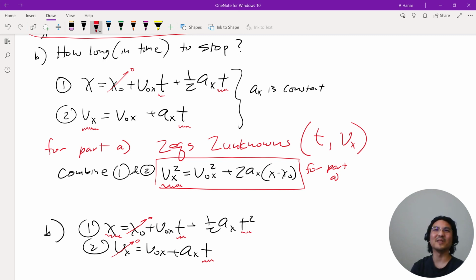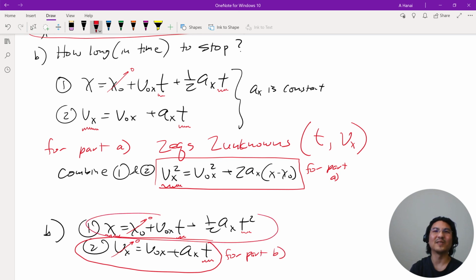The question was, how long in time does it take to stop? So then I would just need this equation for part B, right? And this one, who cares? That could be a follow-up, like what distance do you travel before you stop? Then we could use this, right?